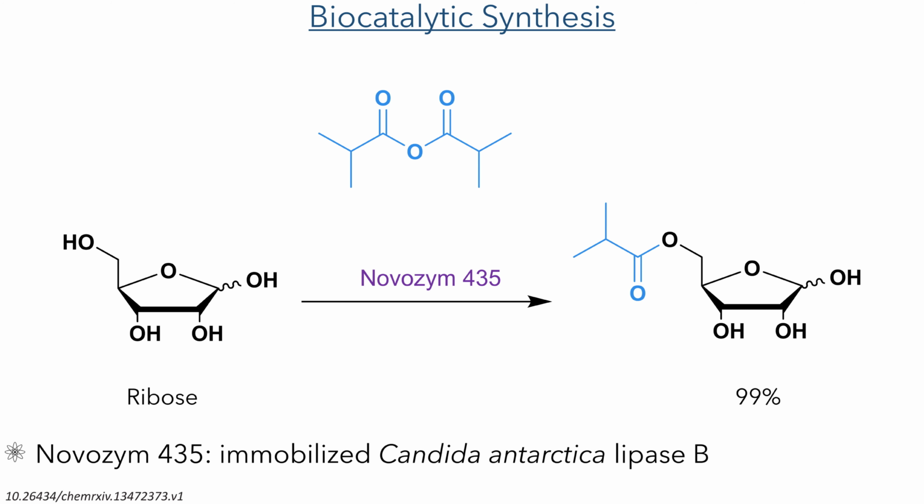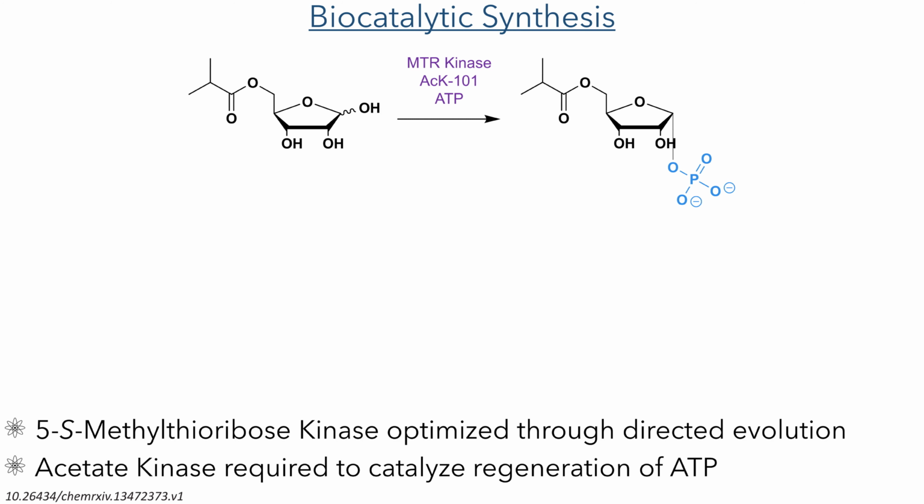To improve on this, Merck have developed a biocatalytic synthesis, which uses enzymes to carry out the important transformations. In this synthesis, ribose is first reacted with isobutyric anhydride using Novozyme 435 to carry out the reaction in a 99% yield. Novozyme 435 is a lipase B enzyme from Candida antarctica, which is immobilized on a bead, which makes it much easier to handle. With the ester now installed, the compound was taken forward to incorporate the uracil nucleobase, again using a biocatalytic strategy.